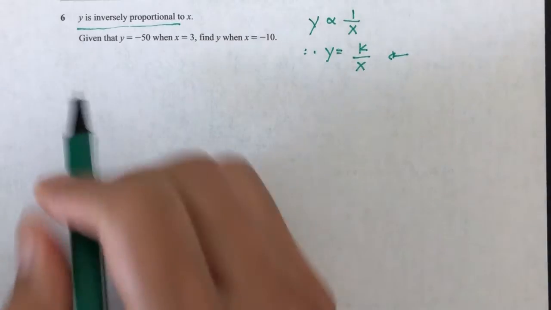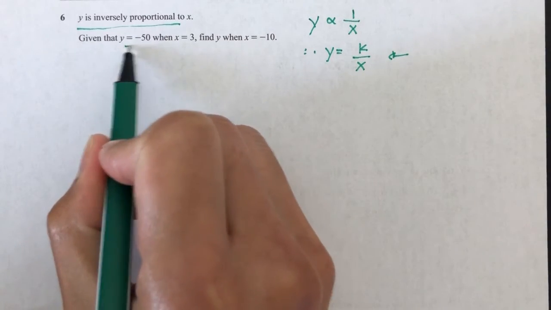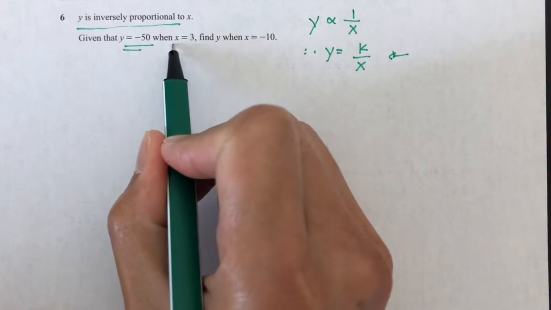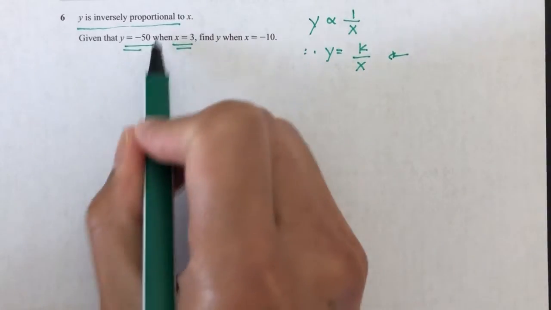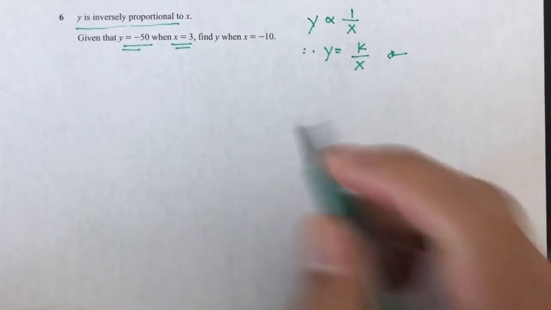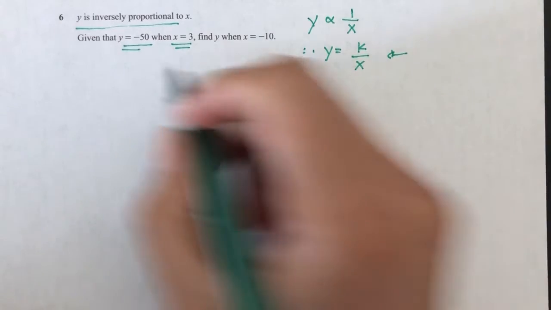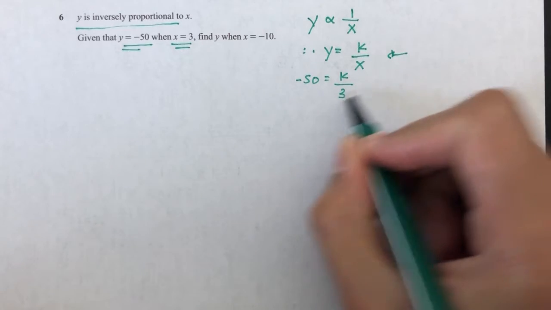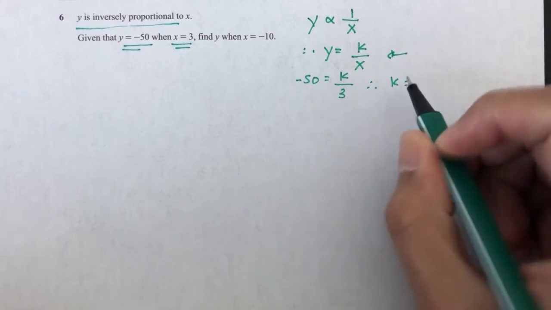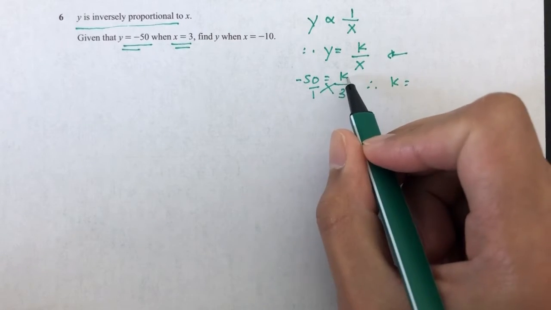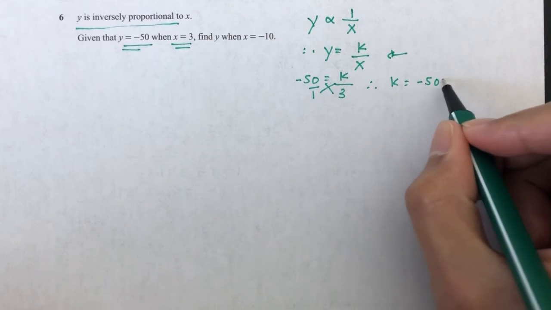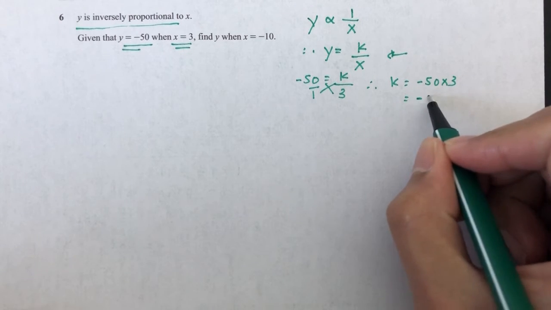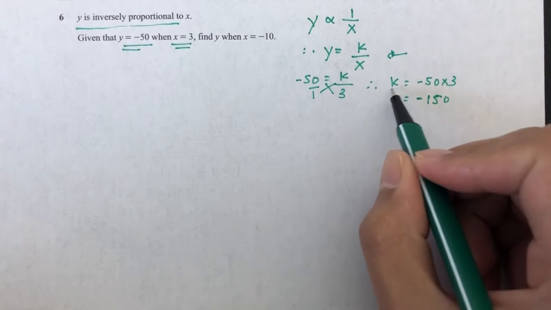Okay, so that is the equation that is represented by the information. Given that y is equal to minus 50 when x equals 3, we replace those two values in the equation to find the value of k. So y is equal to minus 50 when x is 3. We have to cross multiply, so k is equal to minus 50 times 3. It will give me minus 150. So the value of k will be minus 150.